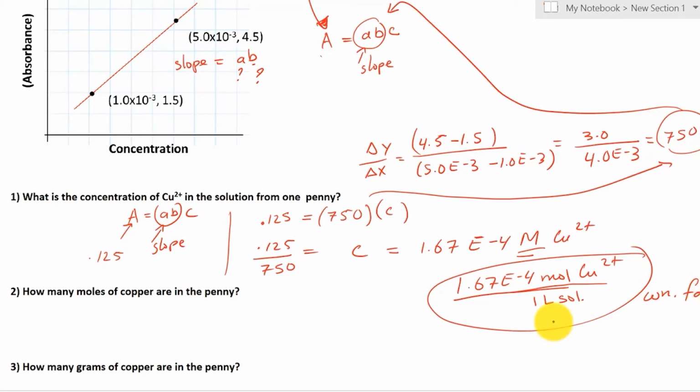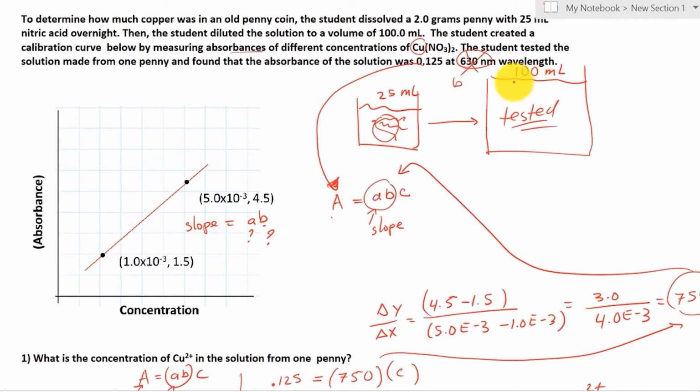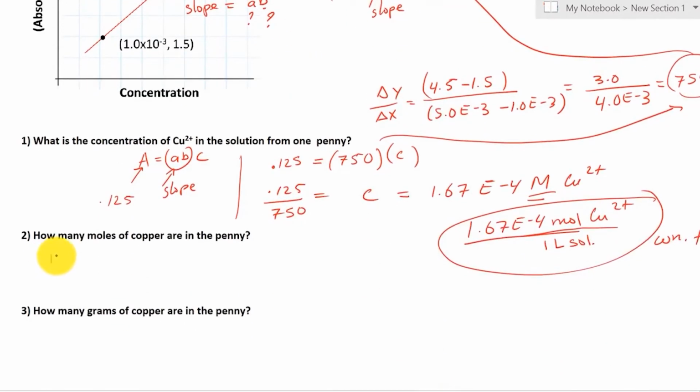And how much of the solution are we actually testing in this case? 100 milliliters. And 100 milliliters is equal to how many liters? 0.1 liter. So now we know how much solution we use. Let's multiply by this conversion factor: 1 liter of solution on the bottom, and on top 1.67 e to the negative 4 moles of Cu2+.